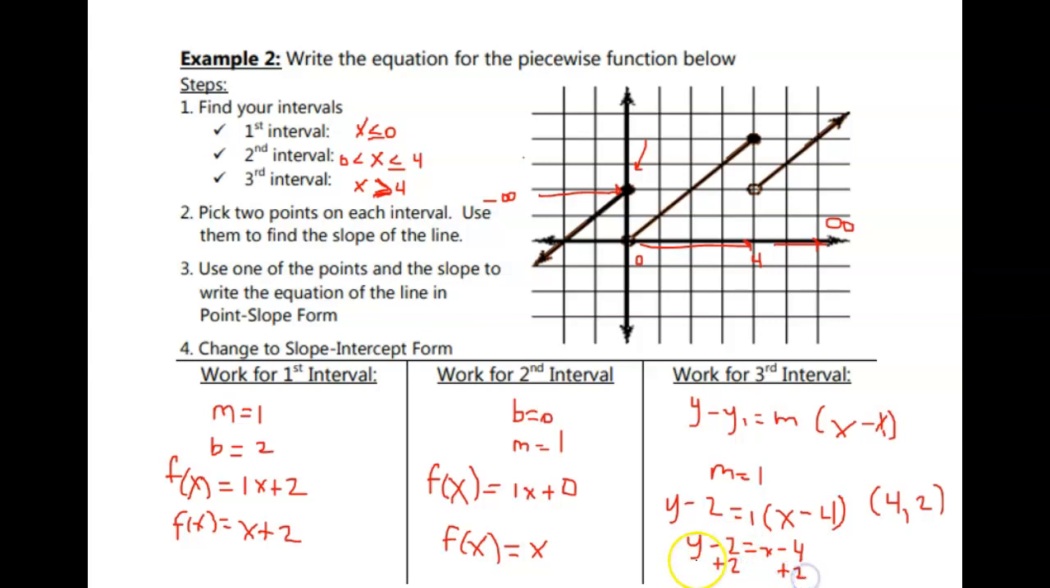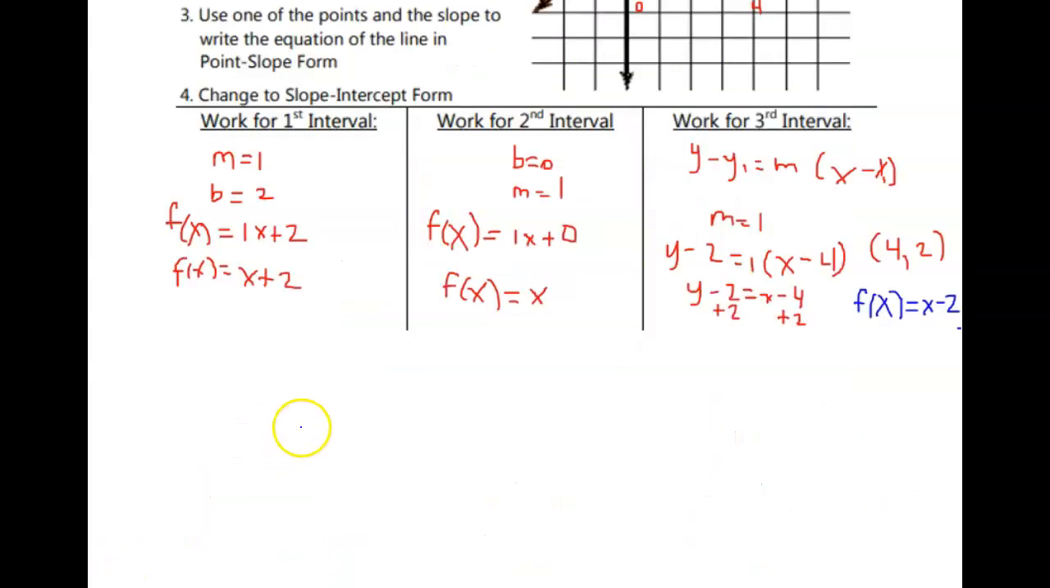And I'm going to write this in function notation, so I'm going to change that y to f of x. And I'll say that f of x equals x minus 2. All right, x minus 2. Now let's put it all together as a piecewise function.